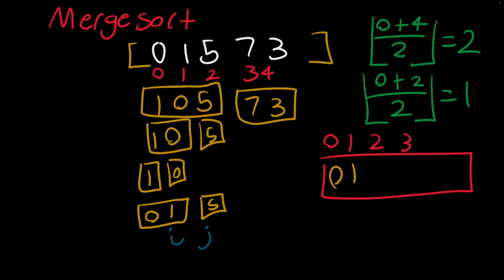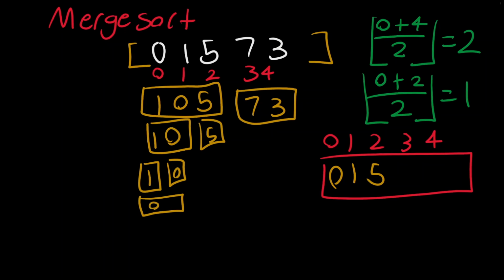Let me just draw in all the indexes right now. And we're going to use this next index. And we ran out of places to go, so i is finished, and we're just going to fill in the rest with j, which is 5. This is 5. Now, to save on space, I'm going to just write the final result of this. So by the end of this merge, we have 0, and then 1, and then 5. Now we have 0, 1, 5. Here, we can start working on this part of the array.